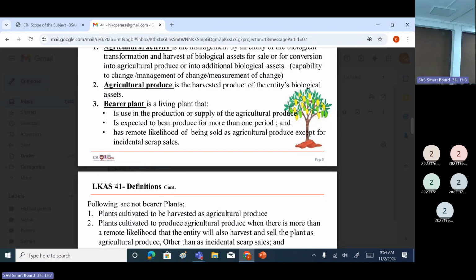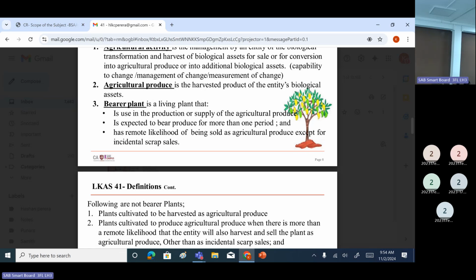What's the meaning of the third one? Read it. Bearer plant has remote likelihood of being sold as agricultural produce. Selling the plant as agricultural produce is a rare chance, right? Other than the scrap value. I'll get you what I'm saying.